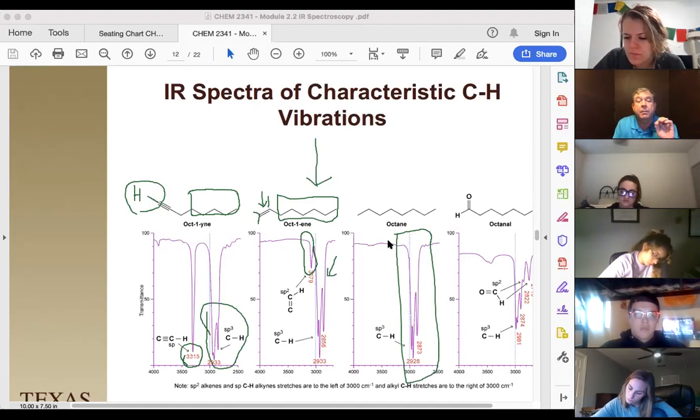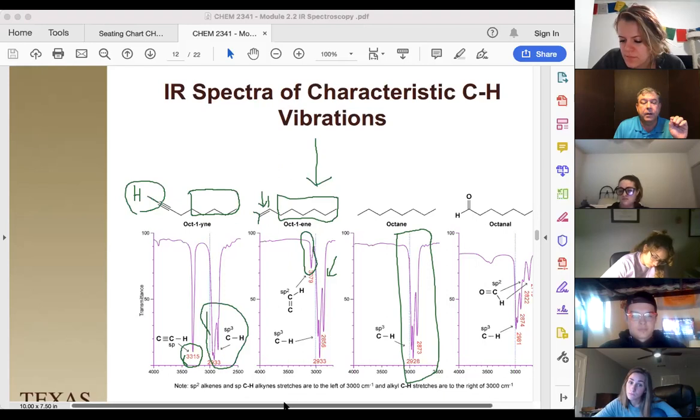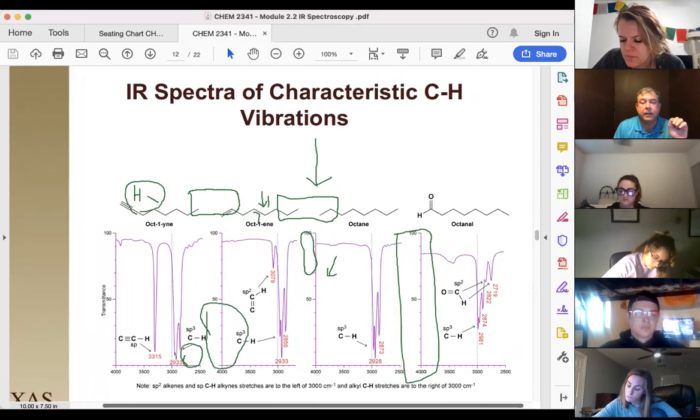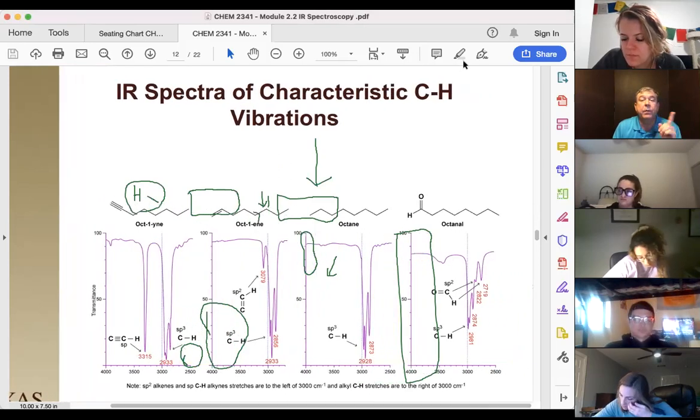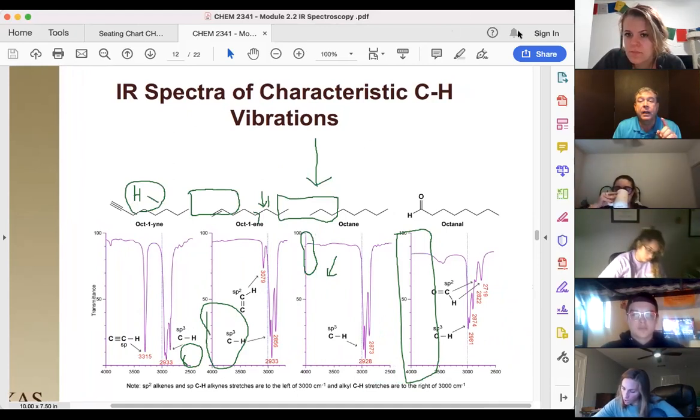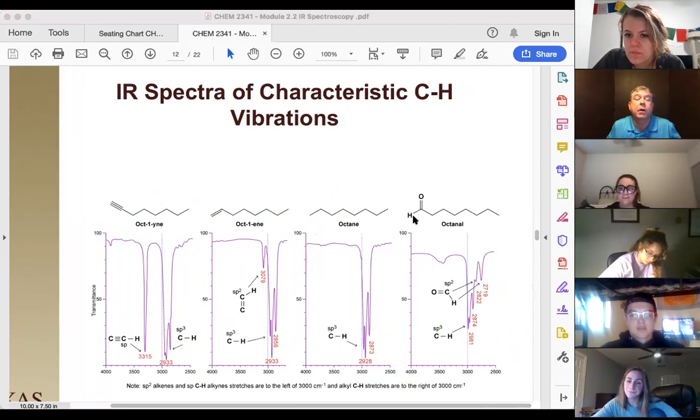Okay, so that means we have a good way to get our alkynyl peaks, our carbon hydrogen peaks aligned in our system. Now, we have one other kind of carbon hydrogen, and that is the hydrogen attached to a carbonyl. So that's an aldehyde, right? That's different than any of these other ones because that carbon is double bonded to an oxygen.